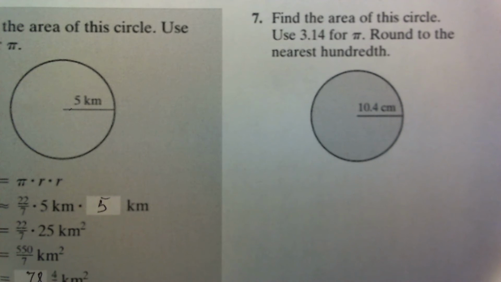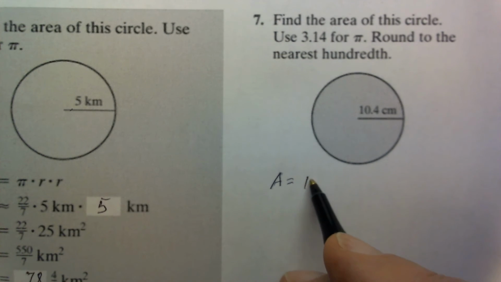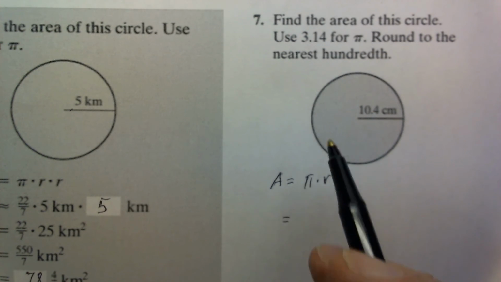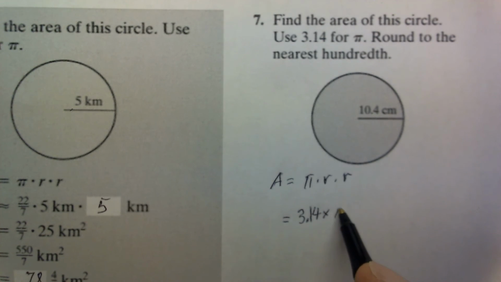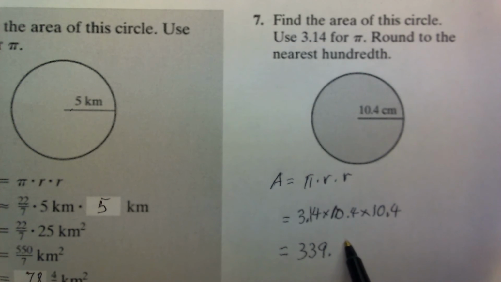So number 7 is quite similar. Again, the area is equal to pi times r squared, and so we use 3.14 for pi, times 10.4 times 10.4, and when we form this product, we get 339.62 square centimeters.